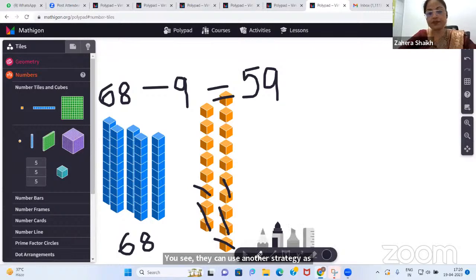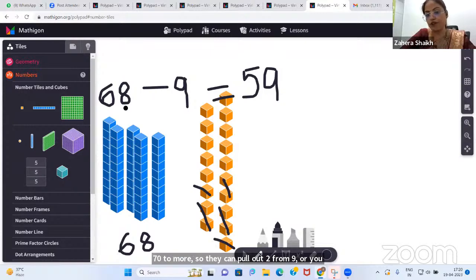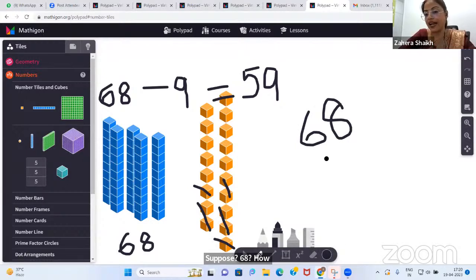See, 68 minus 9, they can make sense of where exactly this number 68 is. This is less than 70. How many more do you need to make it 70? 2 more. So they can pull out 2 from 9, or they can take extra 2 for the 68 and make 70. And now they can subtract the 9. Or they can make it easier by making these ones similar. Suppose 68, right? How many more do I need to make it 69? I need 1, right?